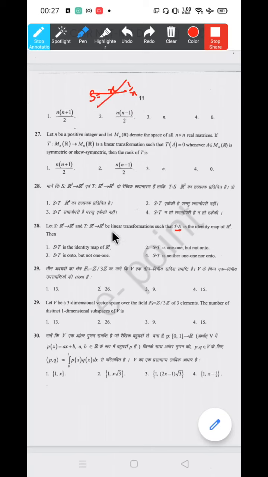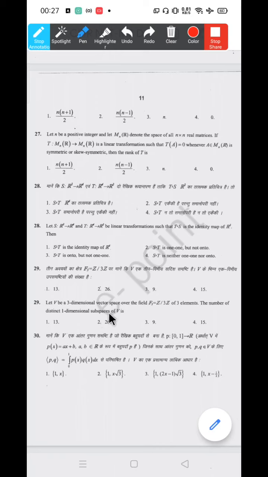There should be a linear transformation first. I think it is not an identity. What about one-one? R4 to R4. I will go with option number 4: neither one-one nor onto. Okay, let us go to the next one.